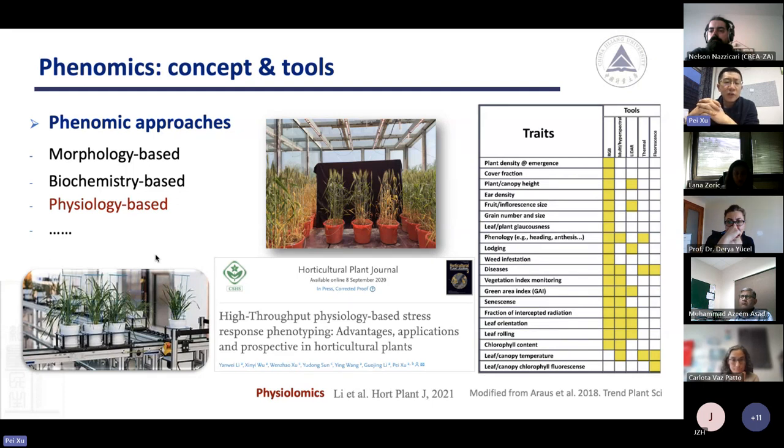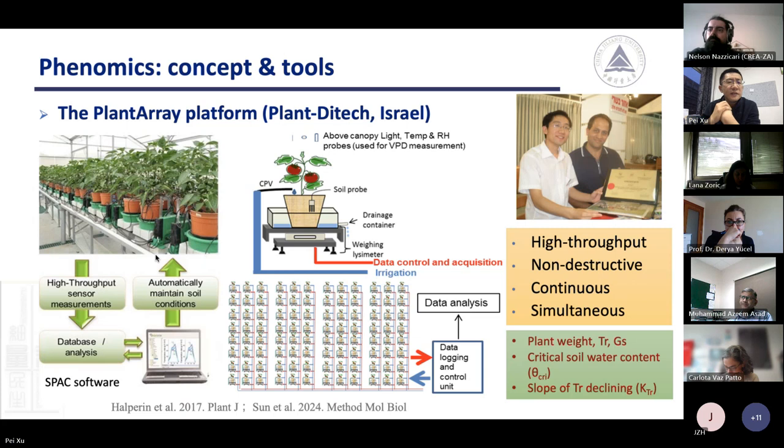We coined a new term called physiomics, which means the omics of physiology, in 2021. So here is the platform we use. We always use for the physiological phenotyping called PlantArray. So this is already a commercially available system from Israel. This picture shows the developer Professor Menachem Moshelion and me in Hebrew University of Jerusalem in Israel back in 2010.